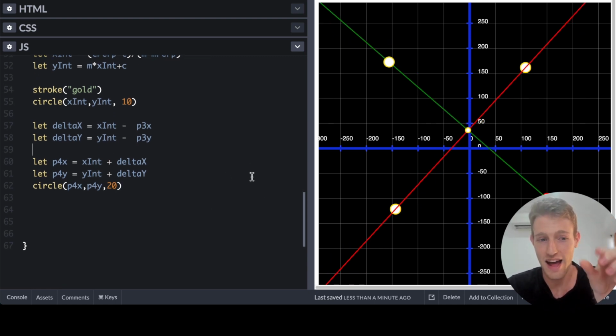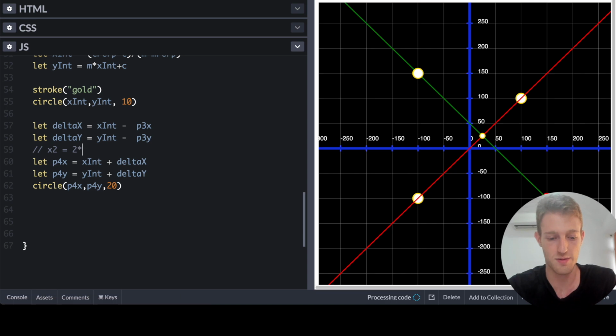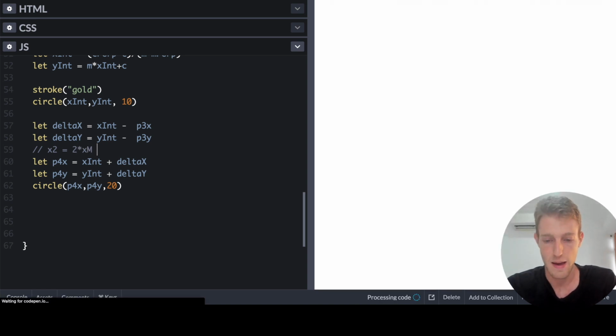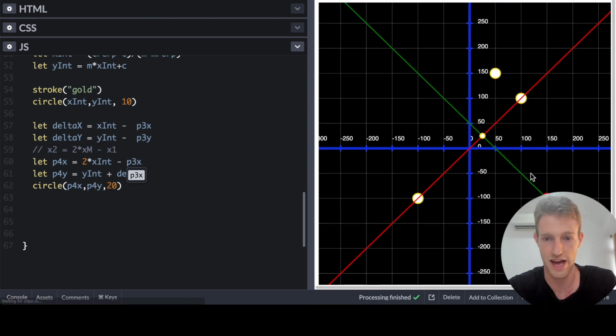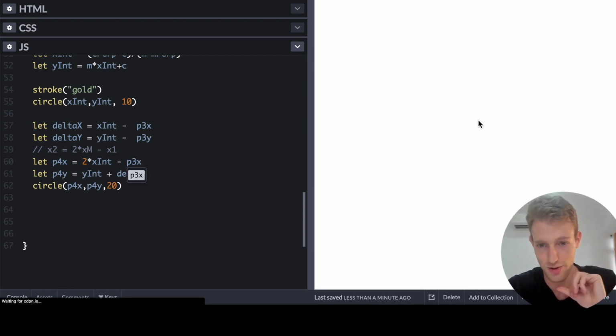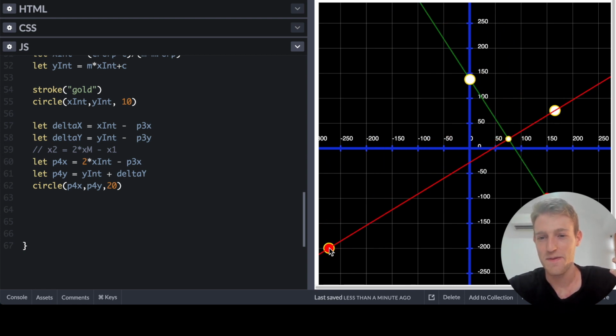Let's just go over the other way, where we talked about the midpoint formula, where we said x2 is going to be equal to 2 times xm, the midpoint, minus x1. xm is our x-intercept, and x1 is the defined point. So let's just do it for p4x and see if it works. So I can say 2 times xint minus p3x, which is the x coordinate of that. And let's see, do we still get it? We do. There you go. Beautiful.